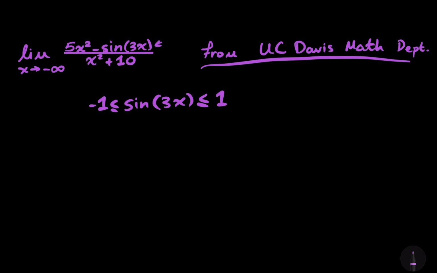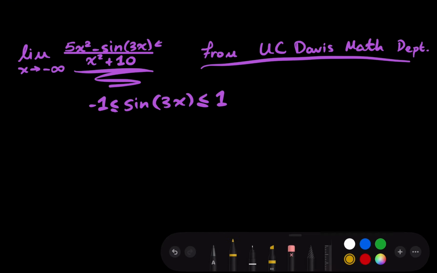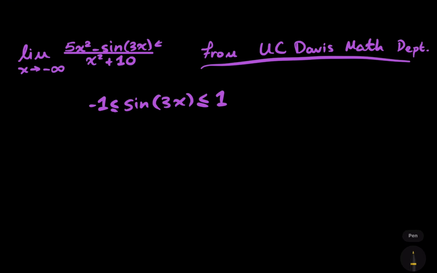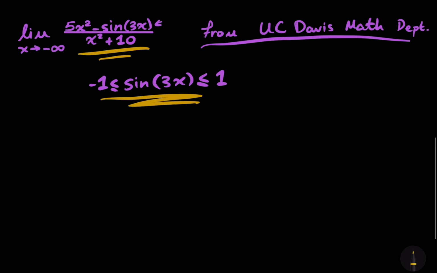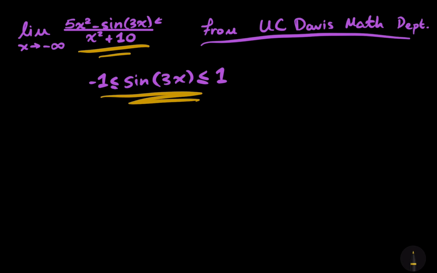And so the way we can approach this is we can construct this function over here, and I'm actually going to go ahead and switch colors. We can construct this function using this piece of information. So let's see how we can do that. We know that sine of 3x is going to be bounded by 1 and negative 1, so we can just multiply everything by negative 1, and we'll get negative 1 is less than or equal to negative sine of 3x, which is less than or equal to 1.